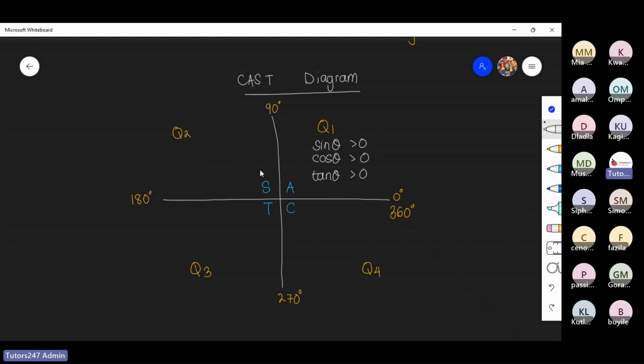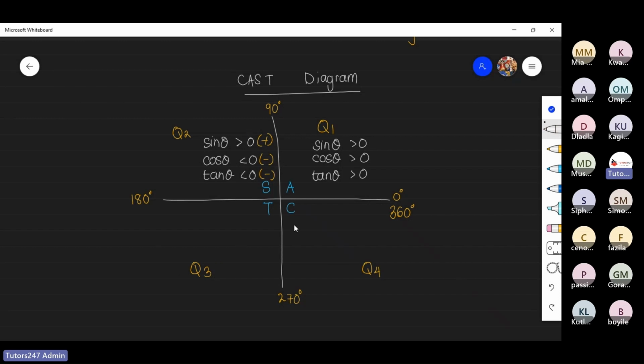Within quadrant 2, that S means only sine is positive. So we have sine theta greater than 0. We'll have cos theta less than 0 and tan theta less than 0. Sine is positive, cos is negative, and tan is negative. So the letter that is within the CAST diagram represents the identity that is positive within that quadrant.